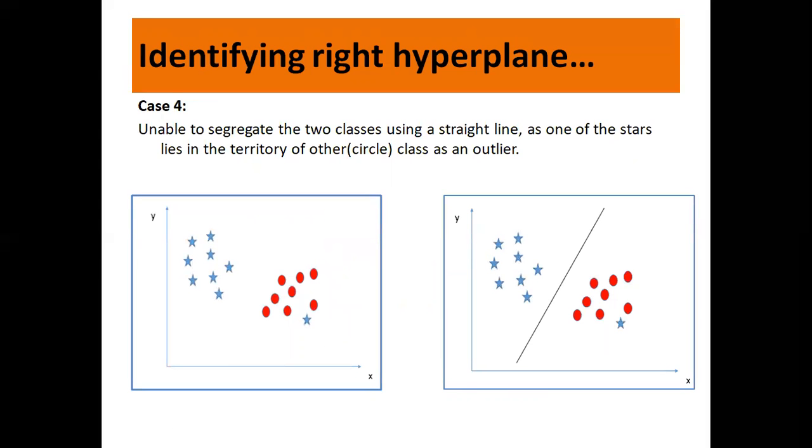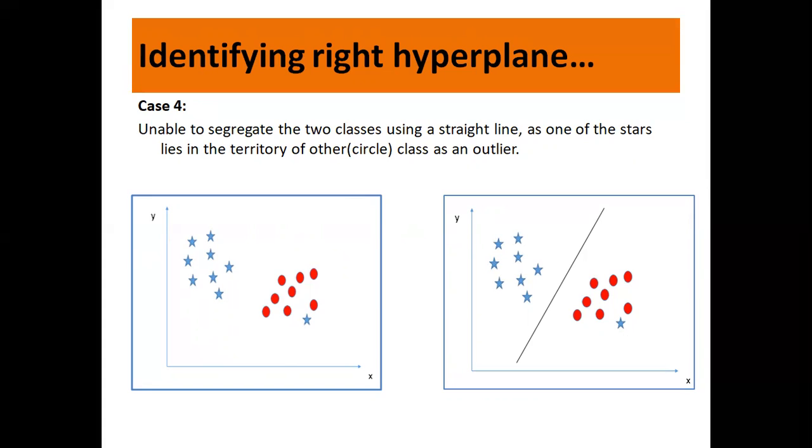Now if you look at case 4, I am unable to segregate the two classes using a straight line, as one of the stars lies in the territory of the other class. You can just see, I can draw a straight line, but still a star lies on this side.